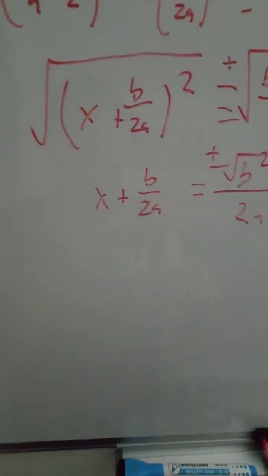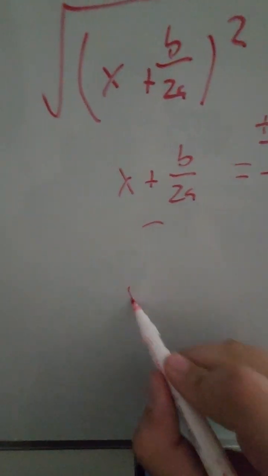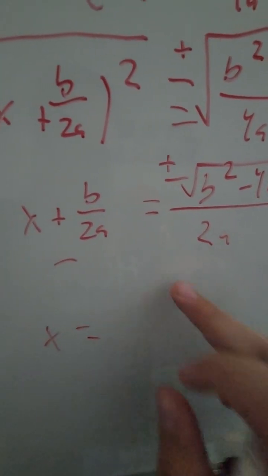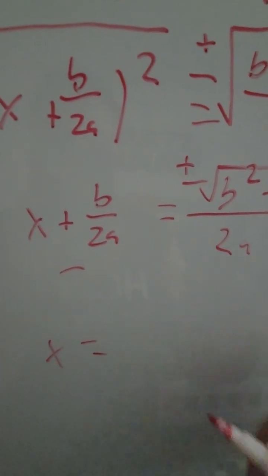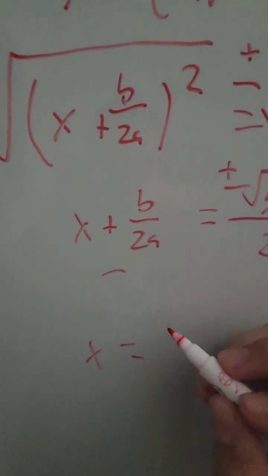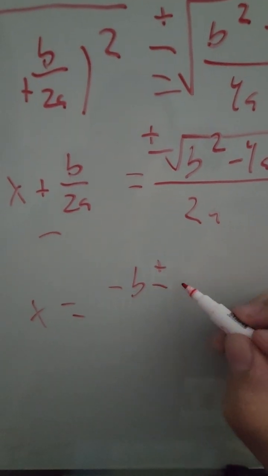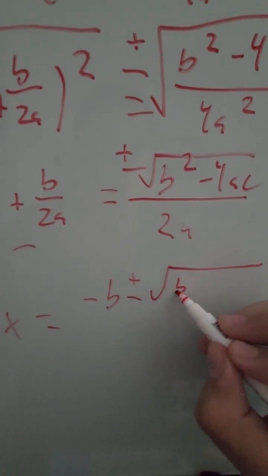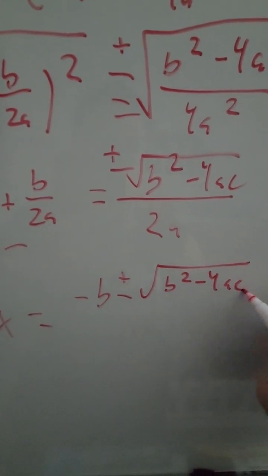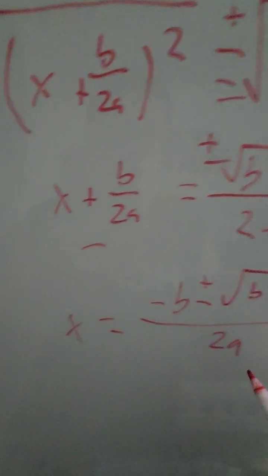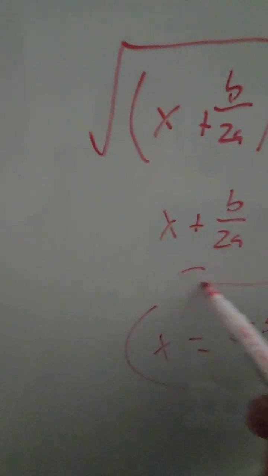And now finally you can just subtract this, which will give you x, and since these are the same denominator, you can just put it all over the same exact thing. So which will finally give us x equals negative b plus or minus the square root of b squared minus 4ac, and you can put that all over the denominator 2a, and we are done.